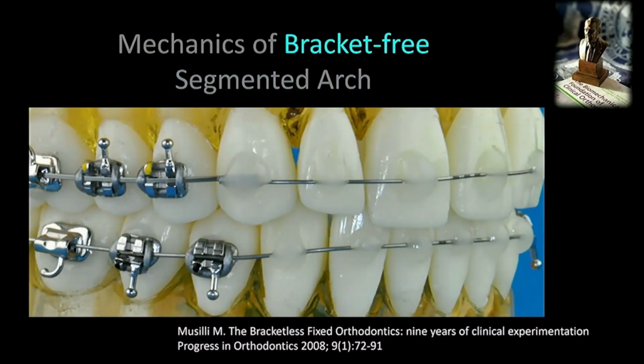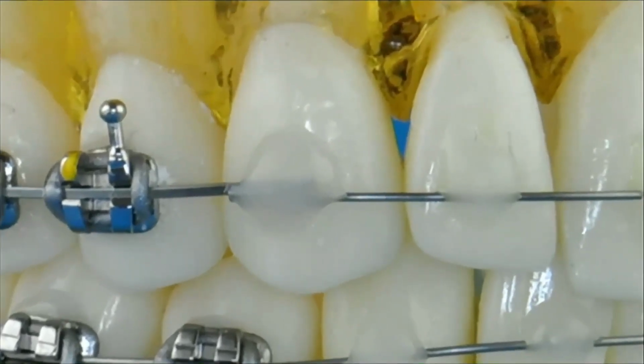In bracket-free treatment, flowable resin is used to attach the wire directly over the teeth, while the conventional brackets and tubes are still used in the buccal segments for convenience. This idea was first published by Dr. Musilli in 2008. Note that two different wires, such as rectangular and round wires, are connected at the canine.